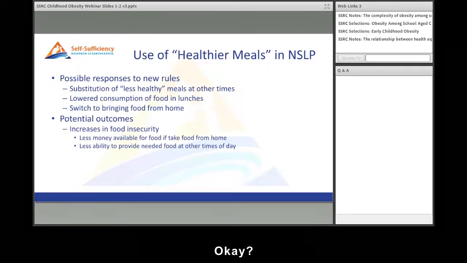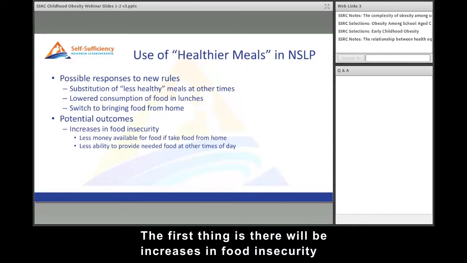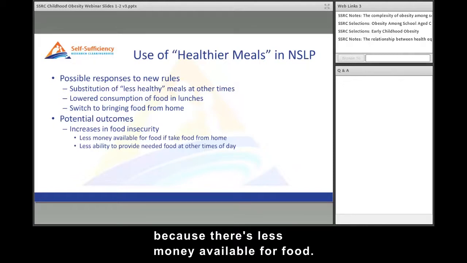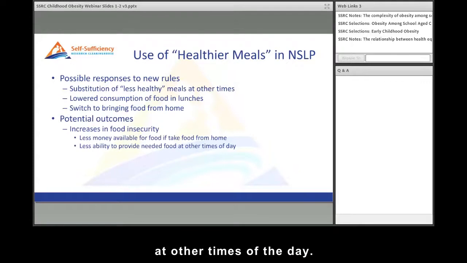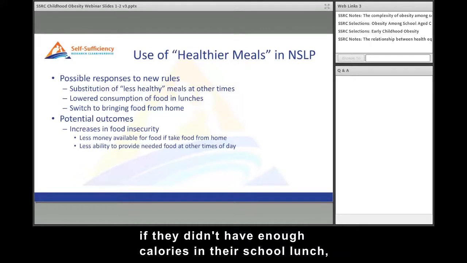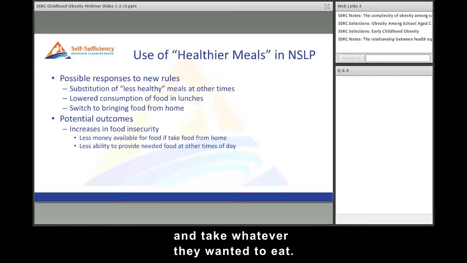Okay, so what are the potential outcomes? The first thing is there will be increases in food insecurity if these healthier meals are imposed, because there's less money available for food if they take them. And there's also less ability to provide needed food at other times of the day. So, for example, I have three kids, two in college and one a senior in high school. When they get home from school, if they didn't have enough calories in their school lunch, they could just go to my pantry and take whatever they wanted to eat.